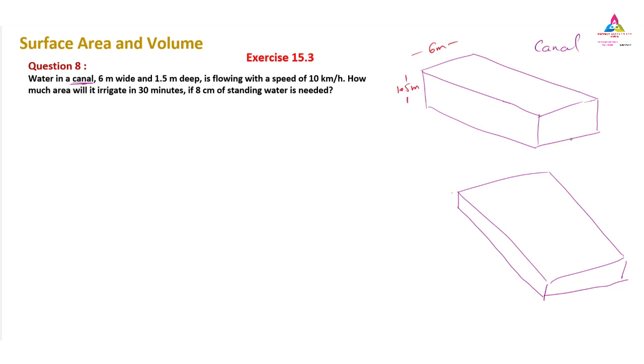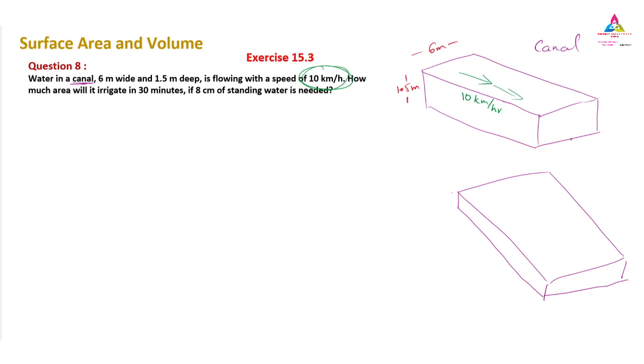And again, they have not given the length here. Instead of length they have given 10 km per hour. So the water is flowing at 10 km per hour. The water is flowing in one direction. Okay, so I will consider that as the length for now. Afterwards we will discuss more about that.